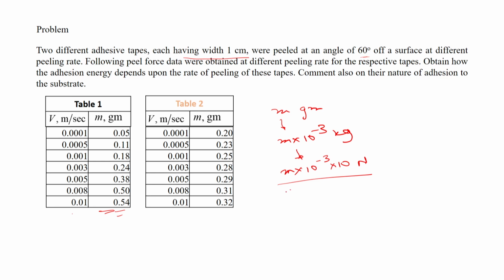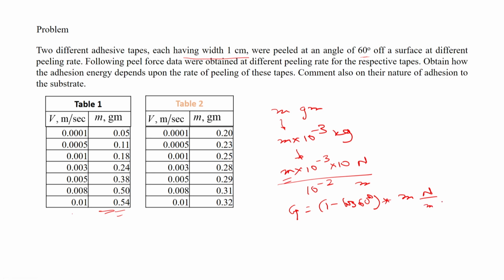And then we know that G is equal to F by W. So I have to divide by the width, 1 centimeter, which is 10 to the power minus 2 meter. So you multiply, 10 to the power minus 2 to the minus 1, so it is actually m only, good. So m Newton per meter, and then G will be equal to F by W into 1 minus cos theta. So 1 minus cos 60 degree is equal to half, and that is into here it is m, this is Newton per meter now.